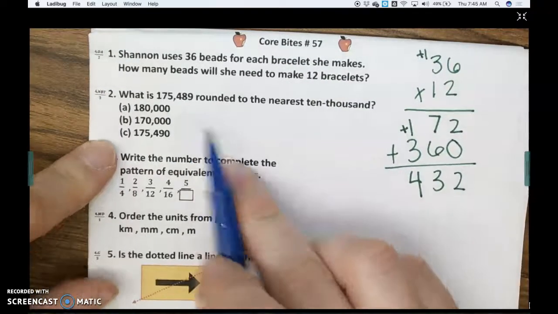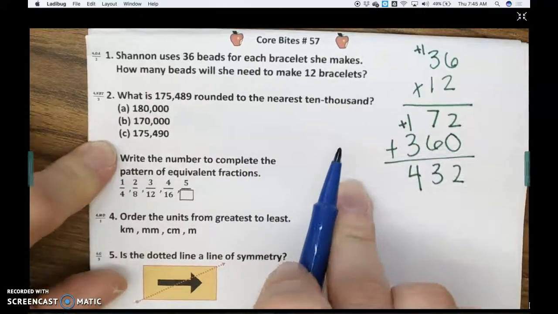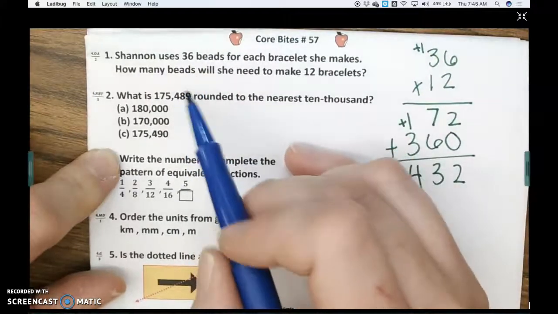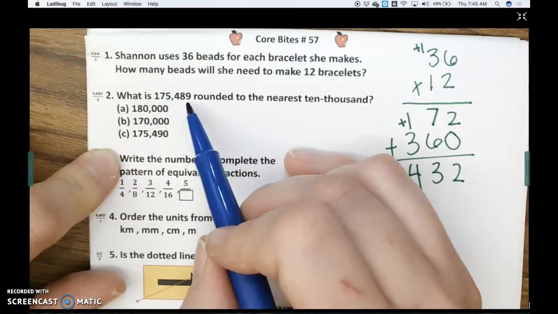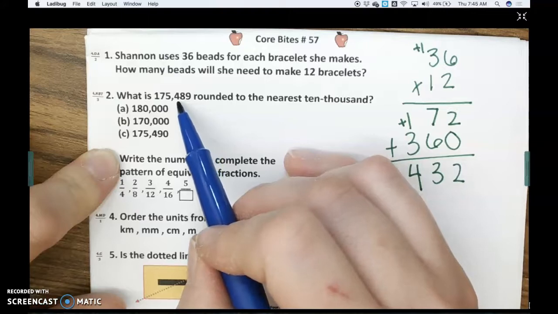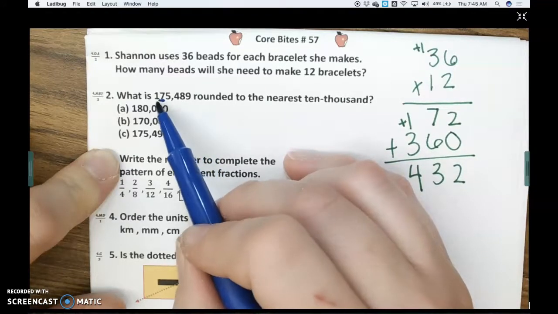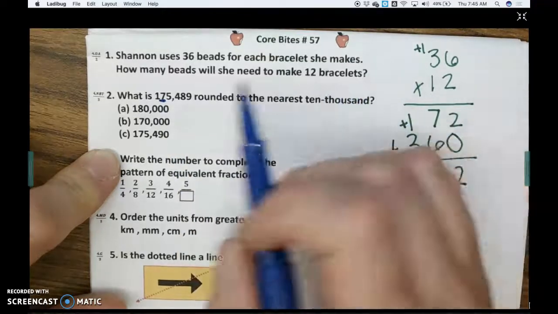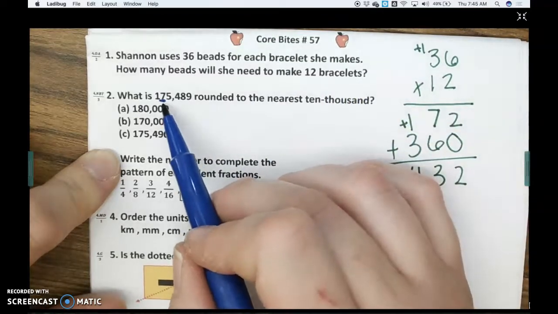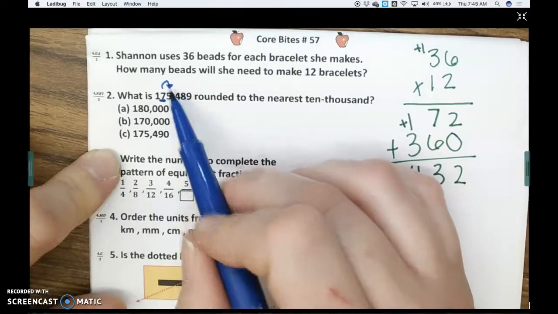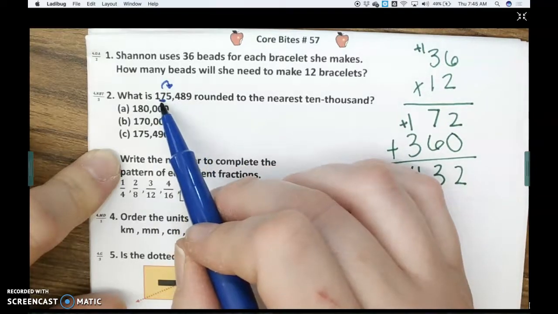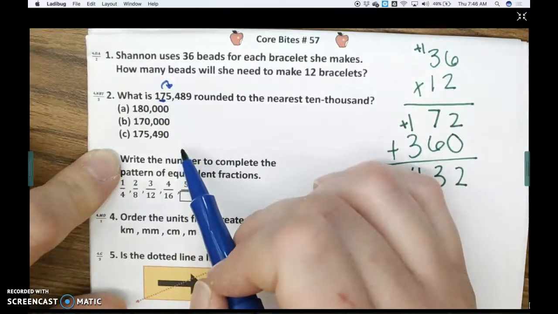Here we're going to round to the nearest 10,000. So let's see. So we're going to start here. Ones, tens, hundreds, thousands, 10,000s, 100,000s. Okay? So if this is our 10,000s, we're going to look at the 5. The 5 is going to tell our 7 to go up. So it's going to have to go up to 8.